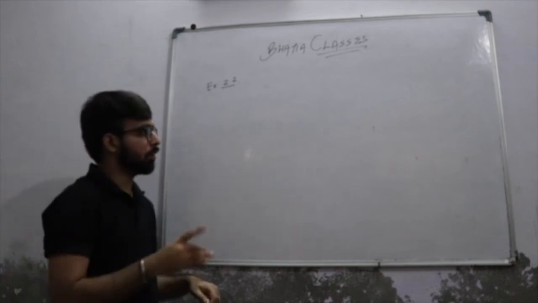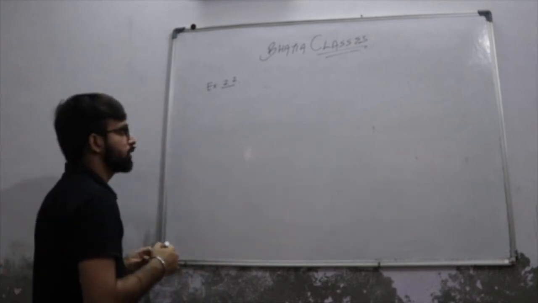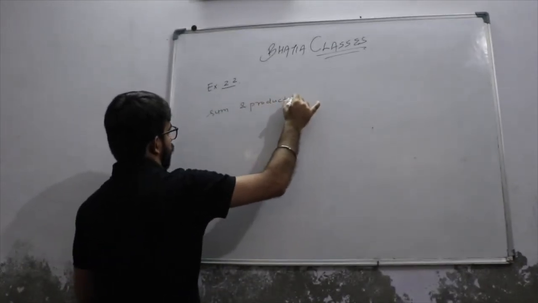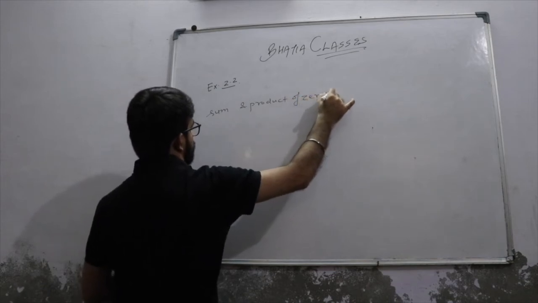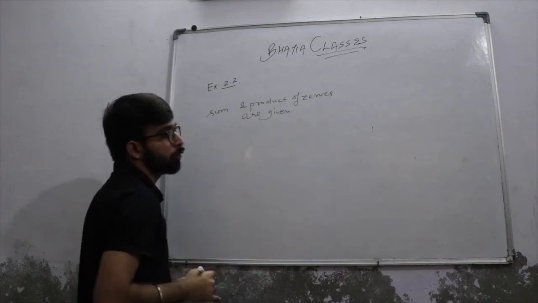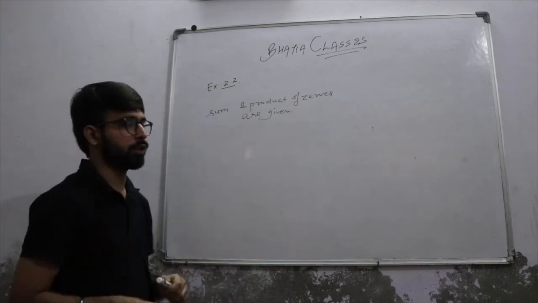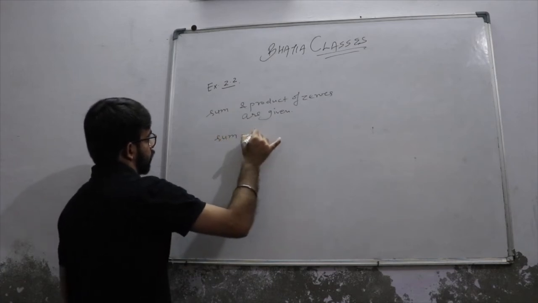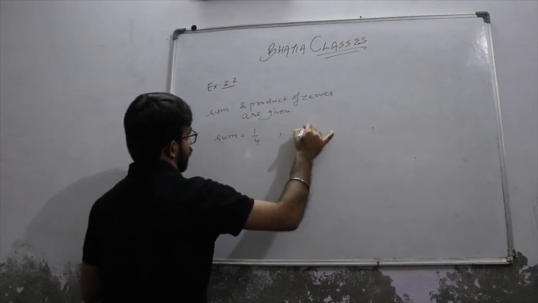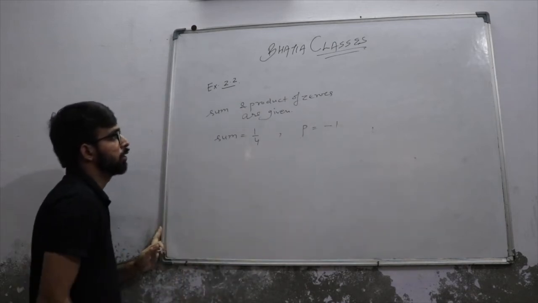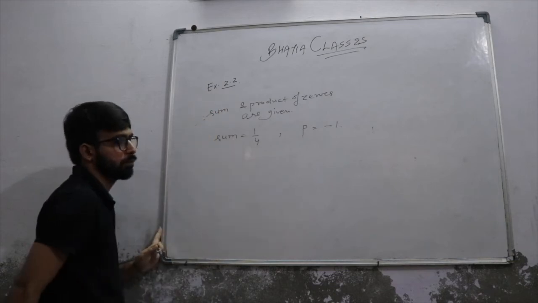This sum will be the reverse of this sum. You will see that in the statement, the sum and product of zeros are given and you have to find the quadratic equation. Sum is equal to 1 by 4 and product is equal to minus 1. This is a very good example to do this type of sum.